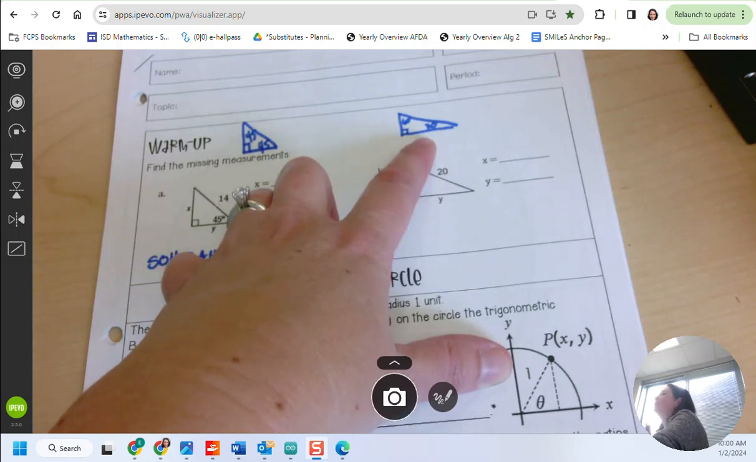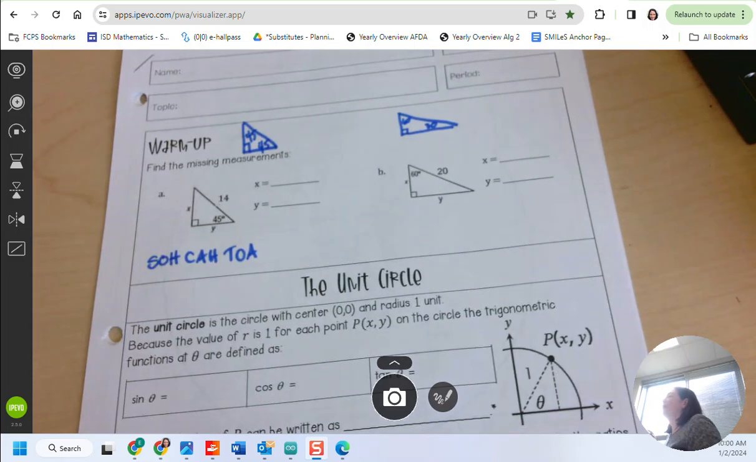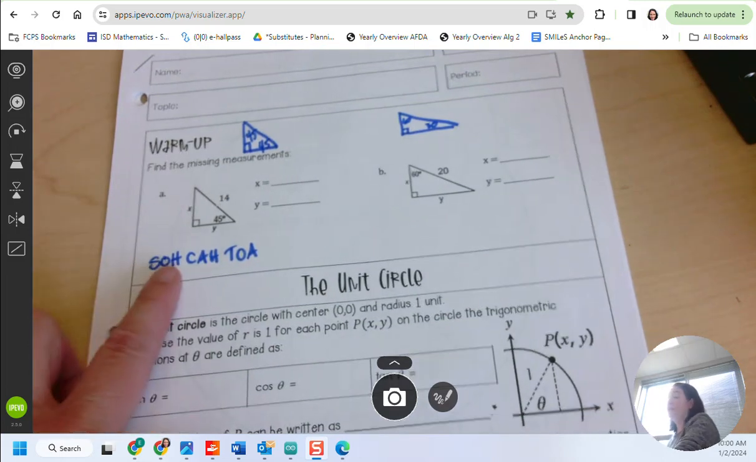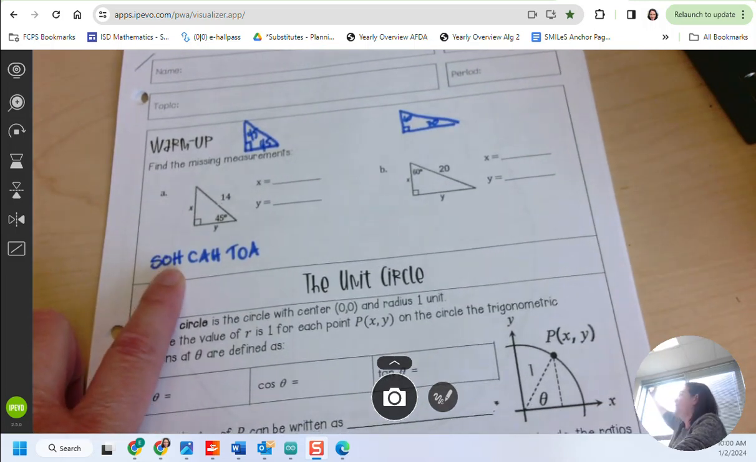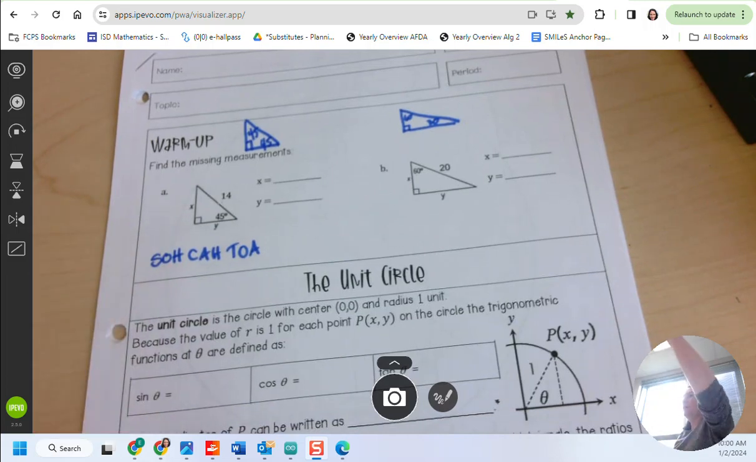Okay, only 2 people have raised their hand. Does that mean nobody else did these problems? Or is there another way? What's that? You did sine, cosine, tangent? Okay. Raise your hand if you also did sine, cosine, tangent. Good. Raise your hand if you did special right triangles. Okay, also good. We should get the same answers regardless.